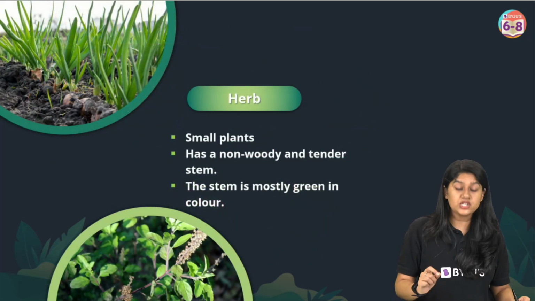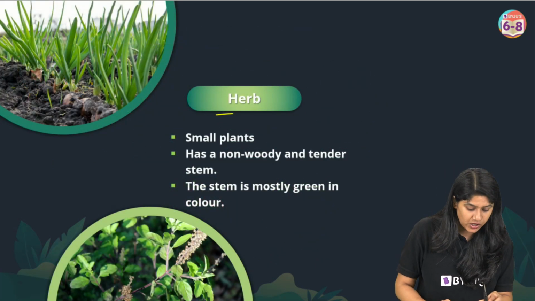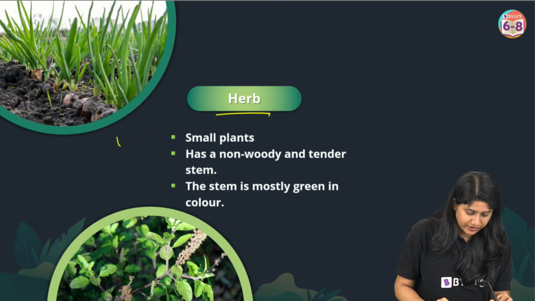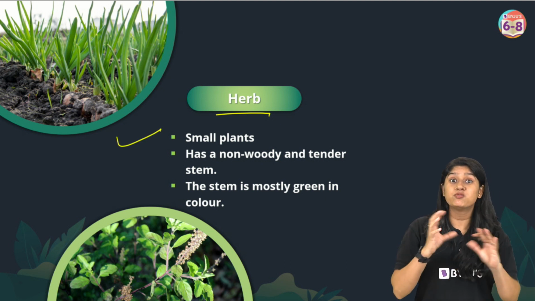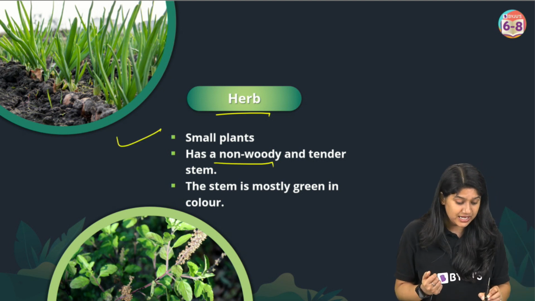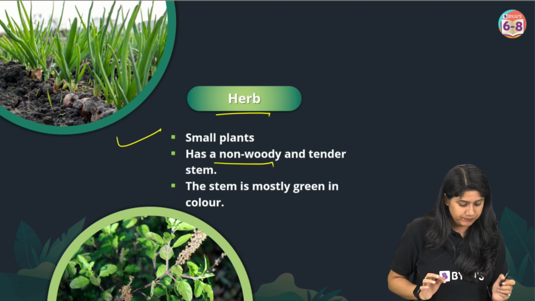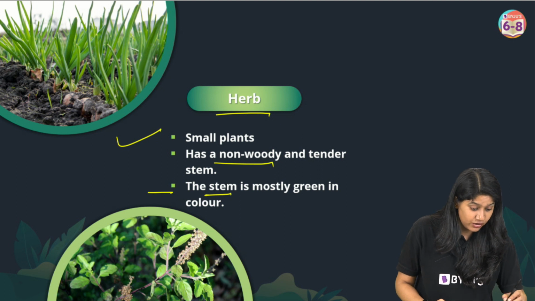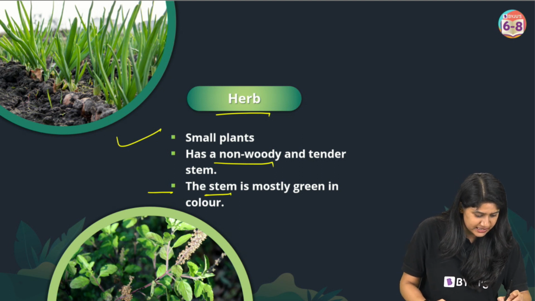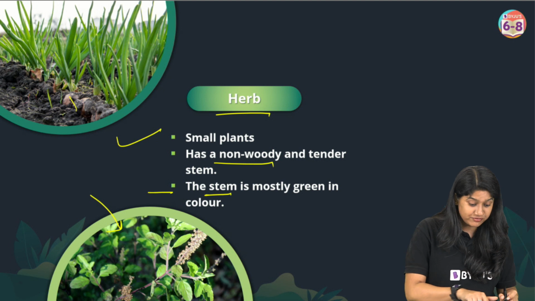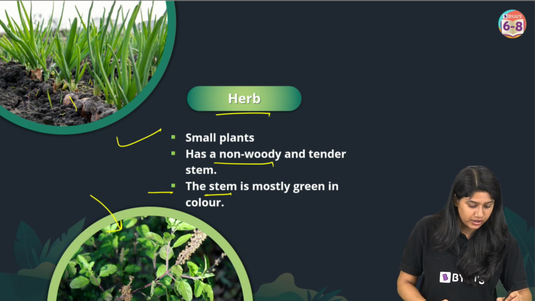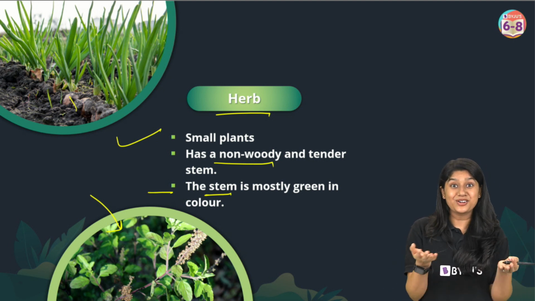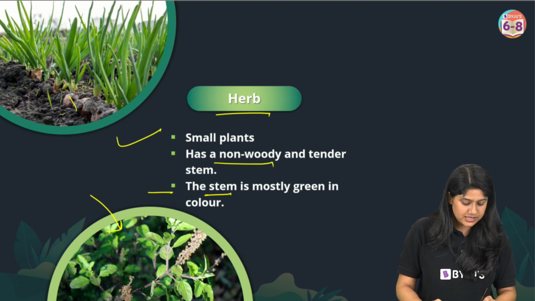Let's discuss each one of them in detail. So we have the herbs, right? These are very, very small plants. They don't have a woody stem, and they have a very soft and tender stem. The stem is mostly green in color. Of course, we have examples like grass over here, and the tulsi, and small herbs that we have around our homes also, right? So that is the example.